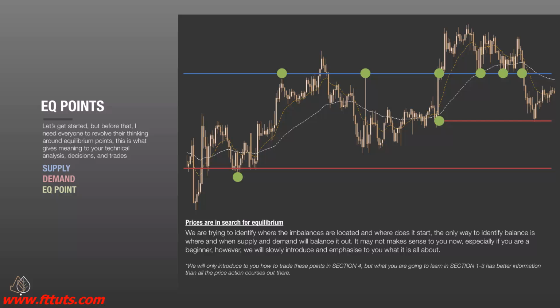Over here, if you look at the chart, you see three colors: one line in blue, one line in red, and circles in green. I am not marking support and resistance here. Although it looks like support and resistance for now, this is the very reason why I say revolve your thinking around supply and demand or equilibrium points. Because if I don't say that, the first thing you're going to think when you see this chart is, is he drawing support and resistance? No, I'm not. I'm actually drawing supply and demand levels and where equilibrium actually takes place.